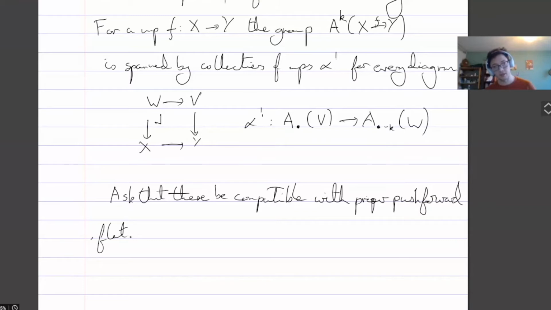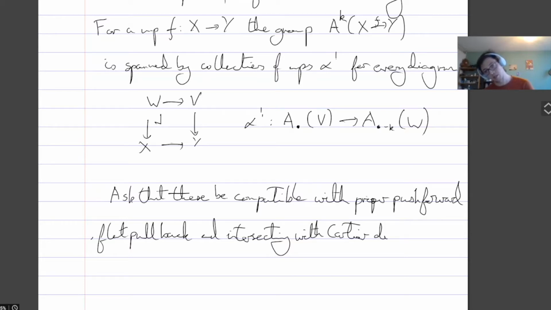Flat pullback, and intersecting with a Cartier divisor. More generally, what are called Gysin maps. So in particular, it's compatible with taking the intersection of two elements in the sense of intersection theory.